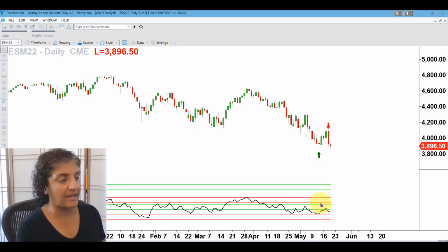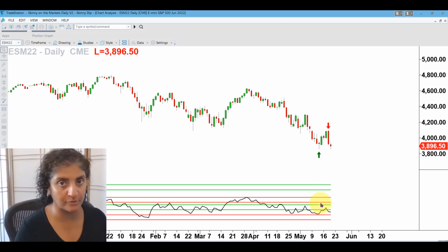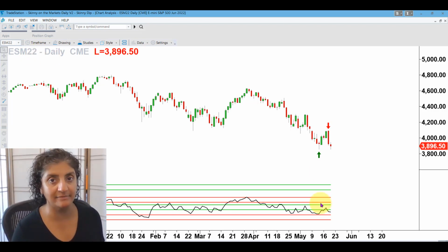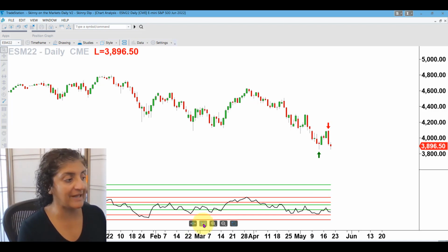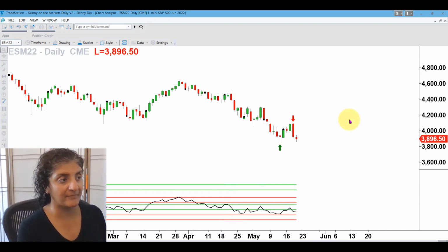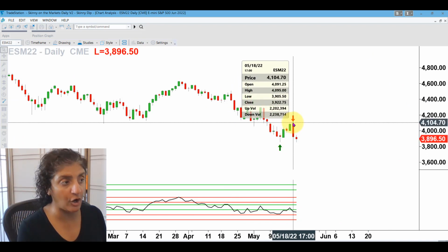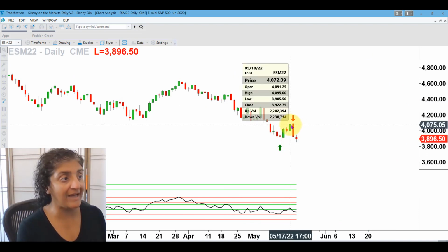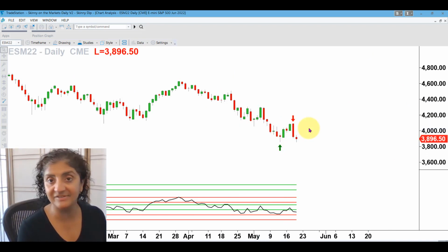Now, if you've been following my short-term ES research in the Skinny on the Mini, it would have kept you with the right side of the market, focusing in on going long ever since May 12th, and then resuming going short May 17th and 18th. I had my traders ready for it in my reports.